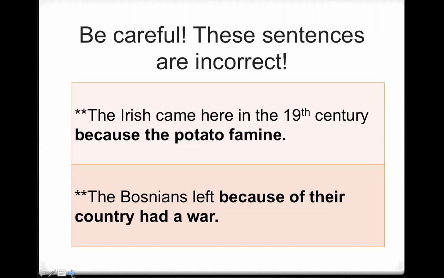And you want to be very careful. The Irish came here in the 19th century because the potato famine. The Bosnians left because of their country had a war. These sentences are not correct. And these, in fact, are mistakes that people learning English make a lot. It's confusing, because and because of. And I've got two stars here to show you that these two sentences are wrong.